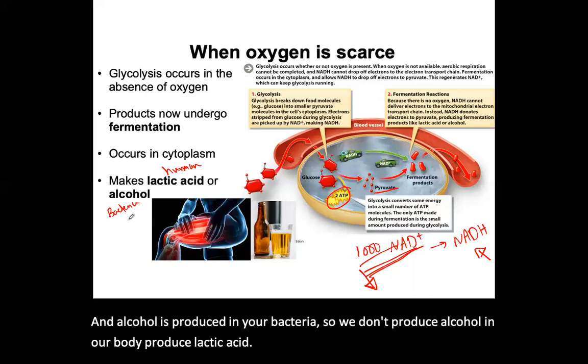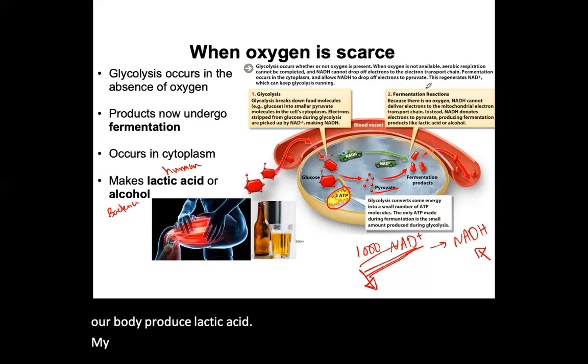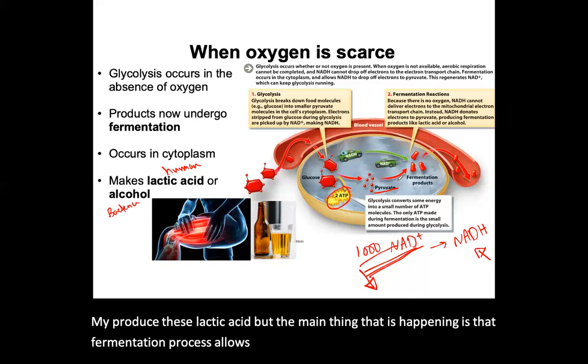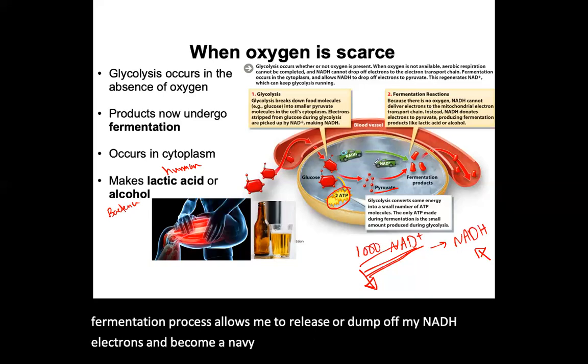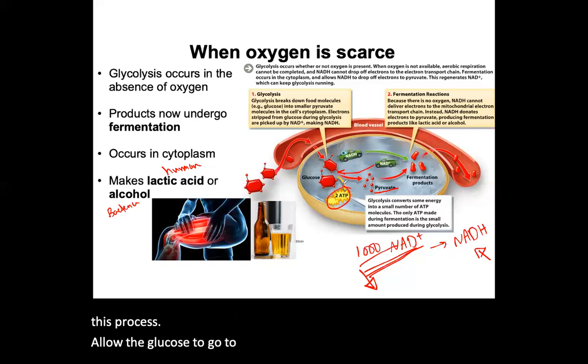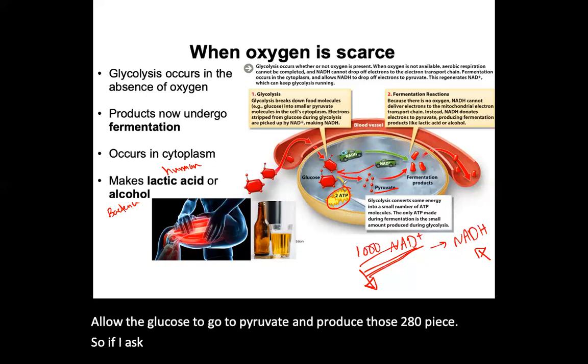So I produce this lactic acid, but the main thing that is happening is that the fermentation process allows me to release or dump off my NADH electrons and become NAD+. So that NAD+ now can go back to this process, allow the glucose to go to pyruvate and produce those 2 ATPs.